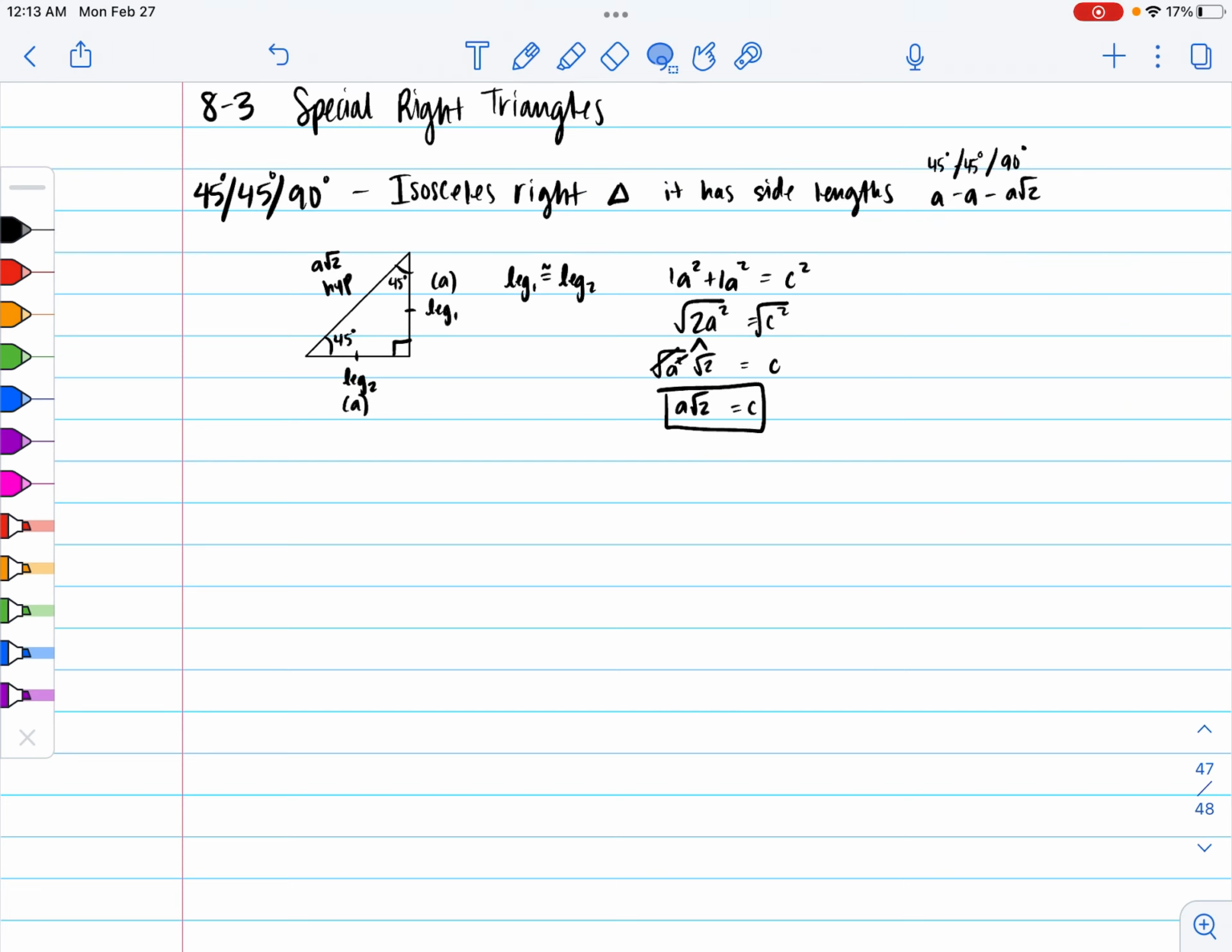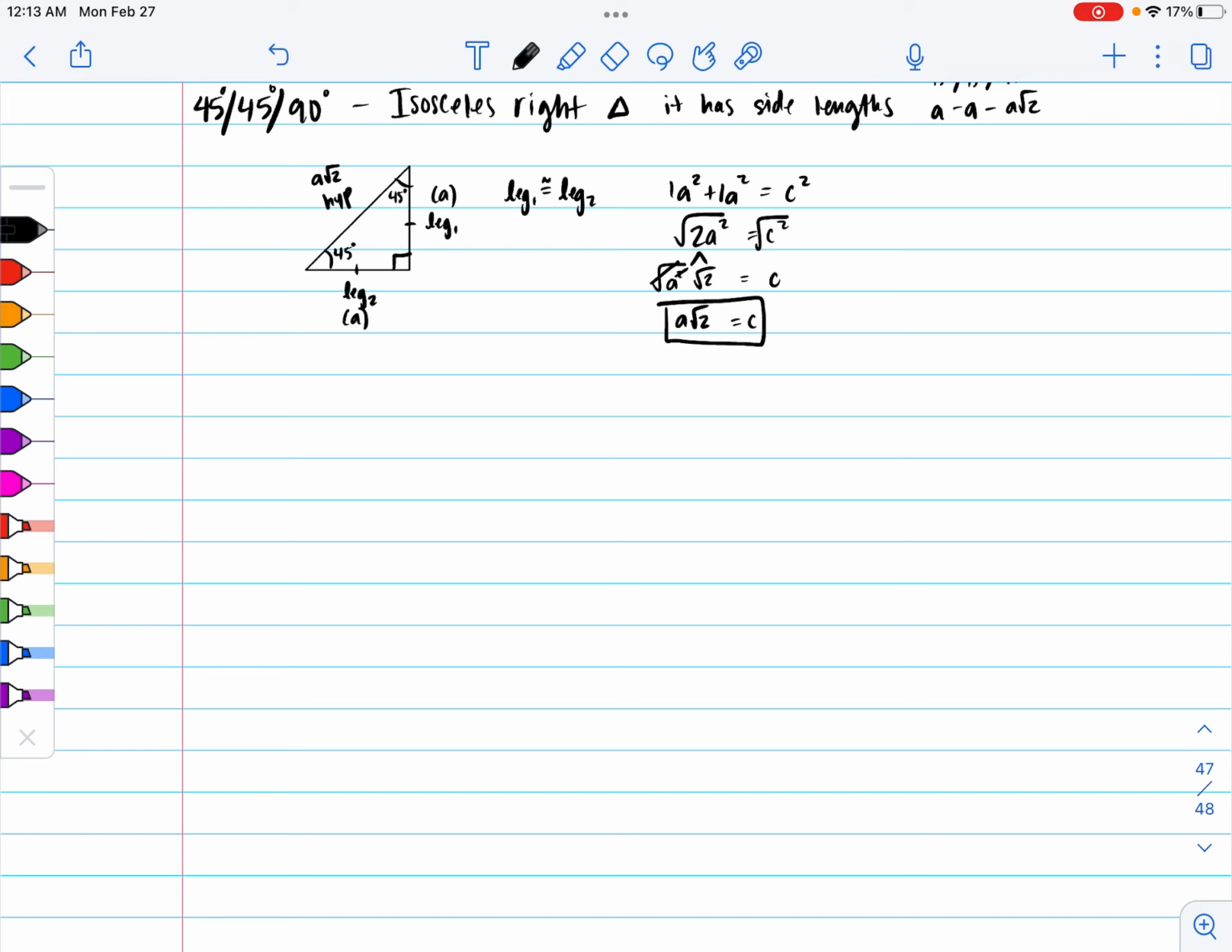But yeah, that is our 45, 45, 90 in a quick nutshell. The other special right triangle that we're going to talk about is a 30, 60, 90 triangle. These are the two most common right triangles you'll encounter, especially moving up in Algebra 2, Pre-Calc, what have you. So the second one is 30, 60, 90, and it rolls right off the tongue, which is actually kind of nice.